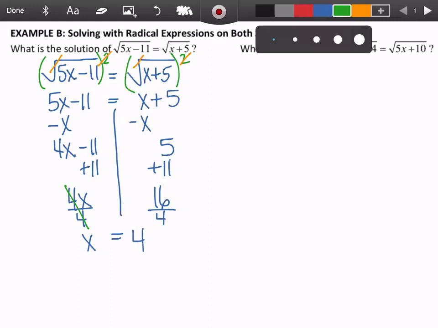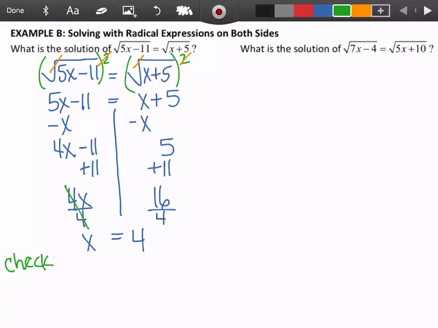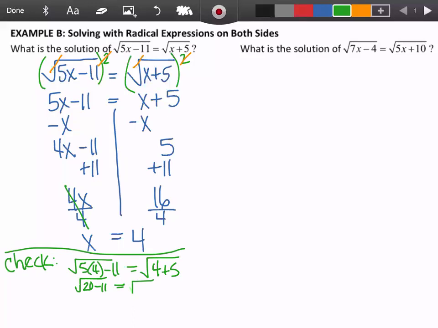And just like before, we are going to check our answers. We can check our answers by replacing the x value with 4. So we have the square root of 5 times 4 minus 11 is equal to the square root of 4 plus 5. Remember, all I'm doing is replacing x with the 4 we got as the answer. That gives us 5 times 4, which is 20, minus 11 underneath the square root, and 4 plus 5, which is 9.